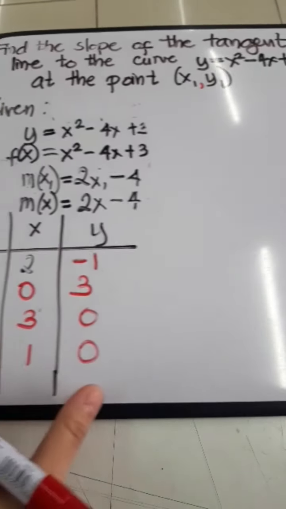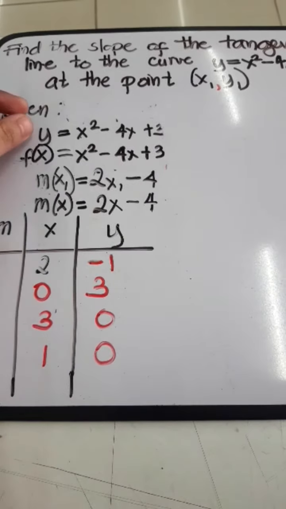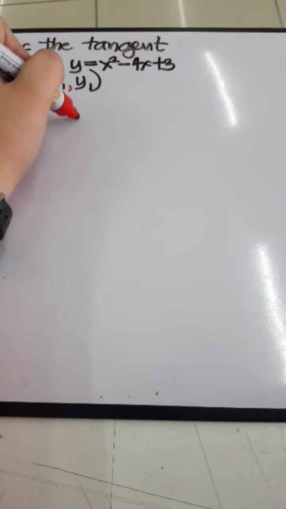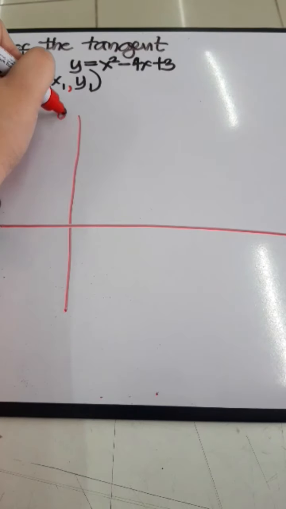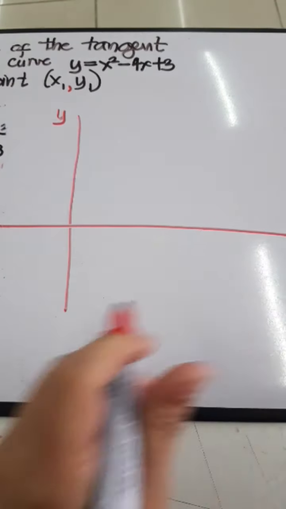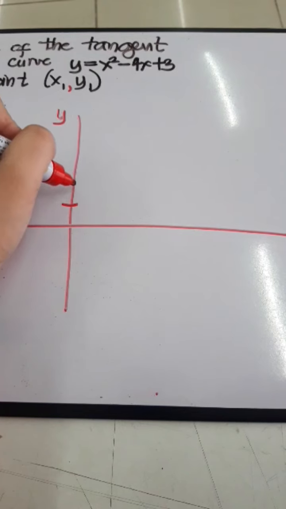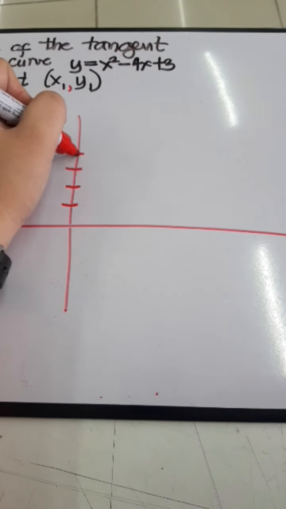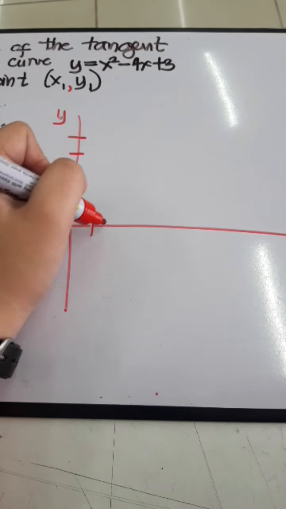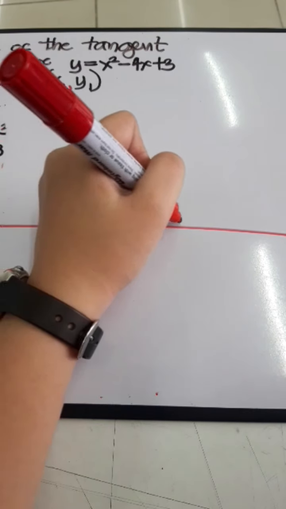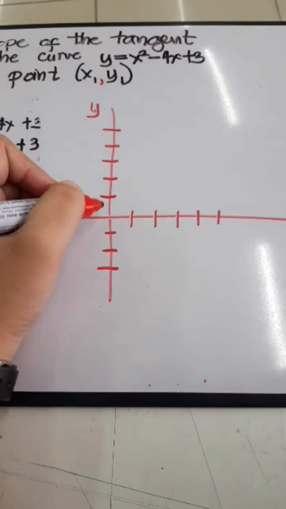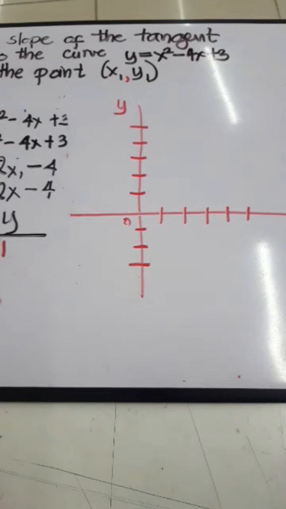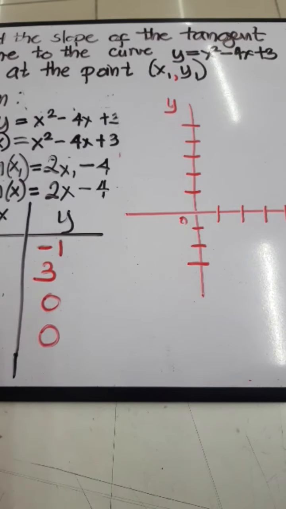So, now we are going to graph our function. This is our y-axis and this is our x-axis. 1, 2, 3, 4, 5. 1, 2, 3, 4, 5. And 1, 2, 3. Okay. At 0. Okay, so we have our slope.